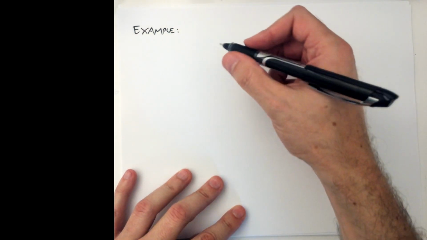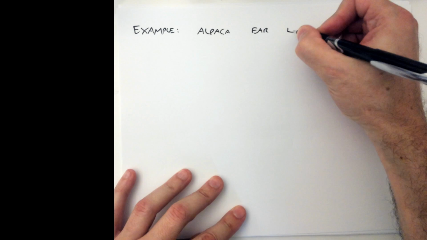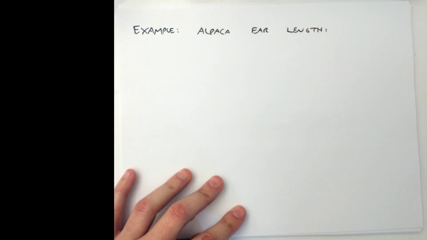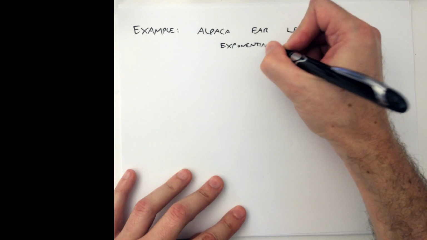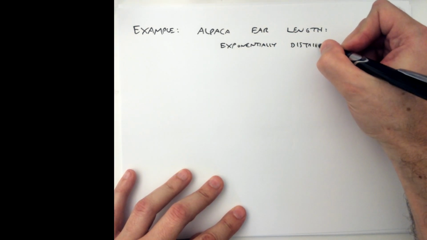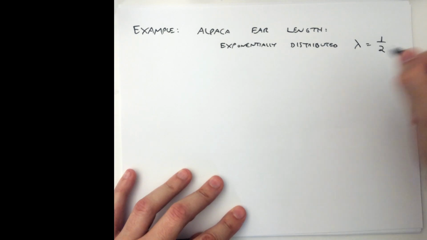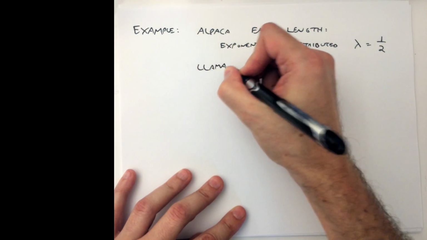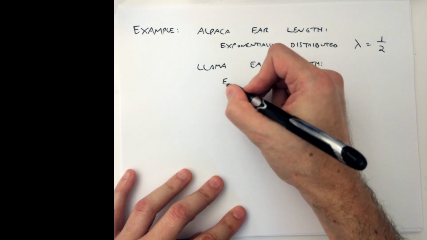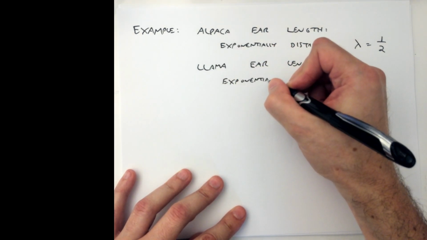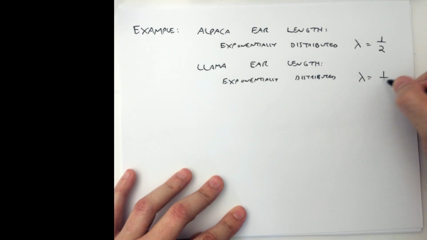Let's suppose that alpacas... I'm going to choose a feature which is basically how long their ears are, right? And so I'm going to suppose that the ear length for an alpaca is exponentially distributed with parameter lambda equals 1/2. And the parameter for a llama is going to be an exponential distribution with lambda equals 1/3. Okay?